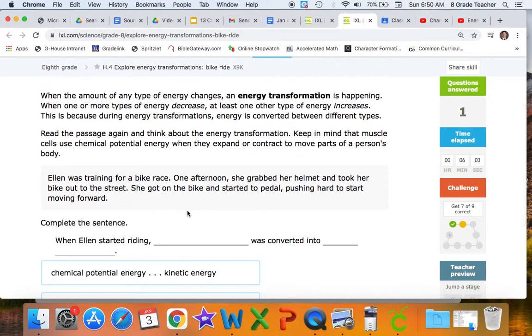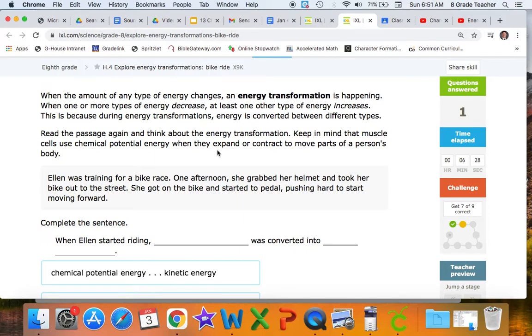When the amount of any type of energy changes, an energy transformation is happening. When one type of energy decreases, the other energy increases. This is because in energy transformations, energy is converted between types, due to the law of conservation of energy. Read the passage and again think about the energy transformation. Keep in mind that muscle cells use chemical potential energy when they expand or contract to move parts of a person's body. Ellen was training for a bike race.